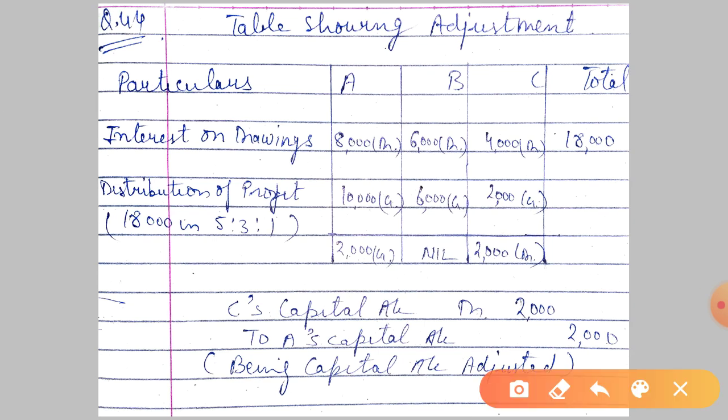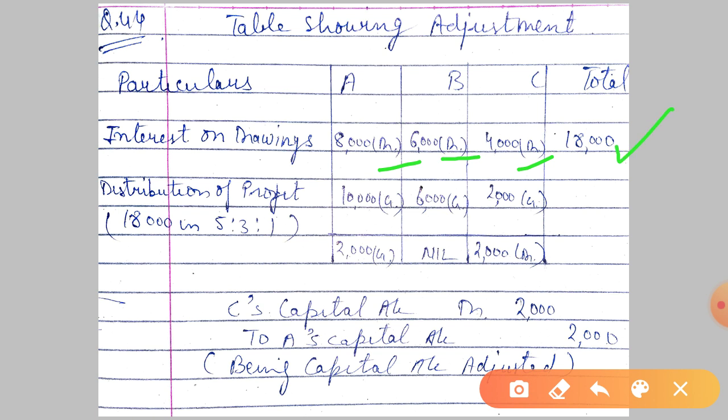We'll make a table showing adjustment. If interest on drawings is charged from partners, then what will be the impact? Their capital will be reduced. In the capital account of partners, interest on drawings is treated on the debit side, yes or no? It will decrease their capital, hence it is debited. So here it is debited. See, 8,000, 6,000 and 4,000.